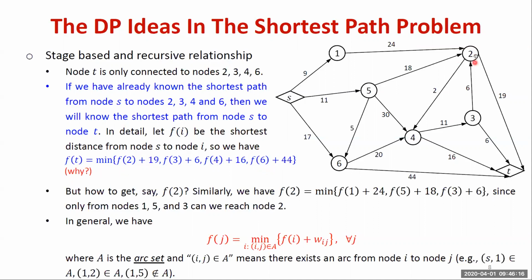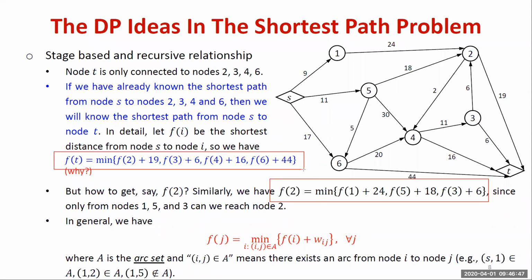For example, how would you calculate F2? Very similar. How can I go to node 2? I have only 3 cases in total: I can go from 1 to 2, or 5 to 2, or 3 to 2. It must be one of them, for sure. Again, very similar: if I have already known F1, F5, and F3, what I need to do is only calculate this one, using exactly the same idea as before.